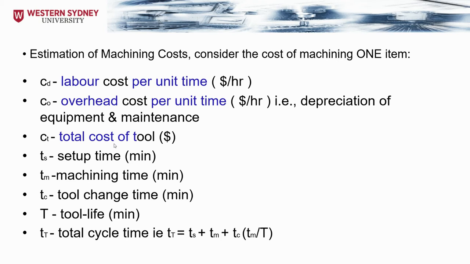We have also the CT, which is total cost of the tool, with TS, which is setup time, because once again, these are going to be time which is going to be included within the labor cost. The time of the machining, the TM, which is the tool changing time, the TC, the T, which is tool life, and finally total cycle time. Total cycle time in that case is going to be the addition of the TS plus the TM plus the TC multiplied by the time of the machining divided by the total tool life, because we're not going to change the tool for every part we are going to machine.